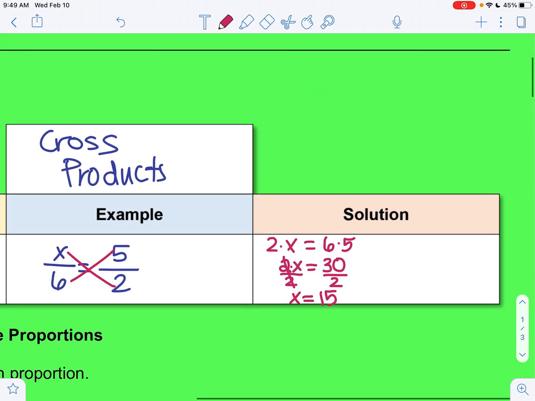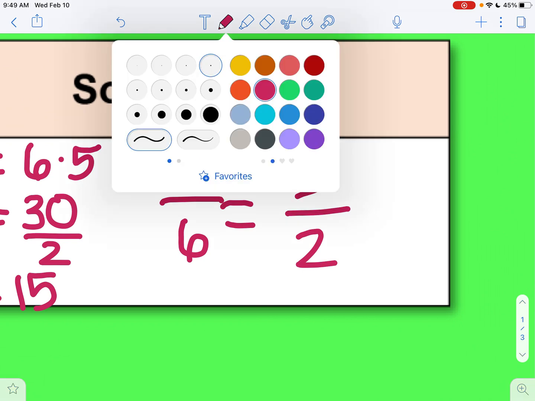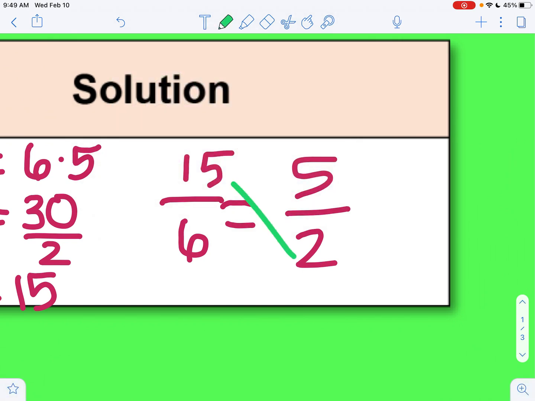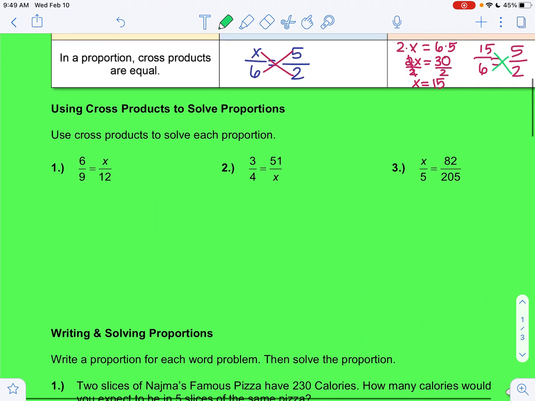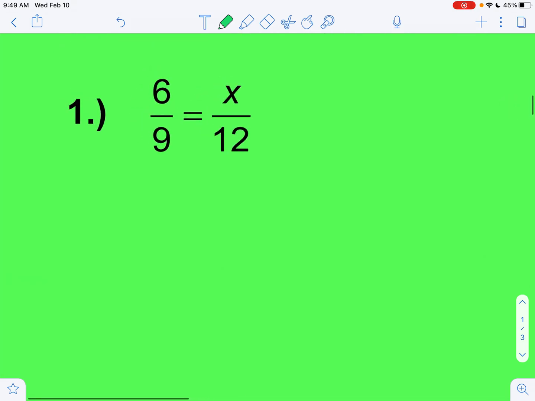And we can double check that. So right now it's 15 over 6, and that is equal to 5 over 2. So just to double check, 15 times 2 is 30. 6 times 5 is also 30. So this proportion is equal. Okay, so what we're going to practice is using cross products to solve different proportions. You can use a calculator for this lesson because some of the numbers that we multiply are going to be pretty big. So let's go ahead and get started.